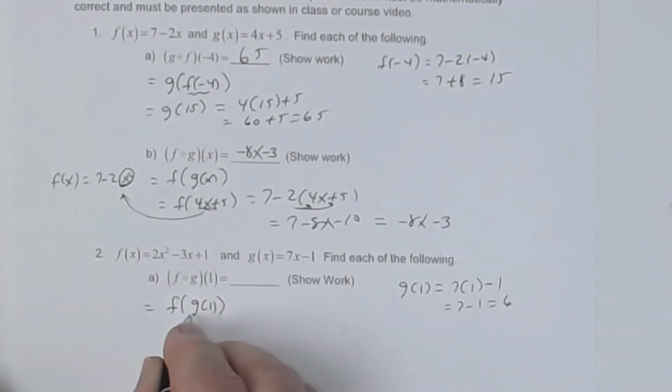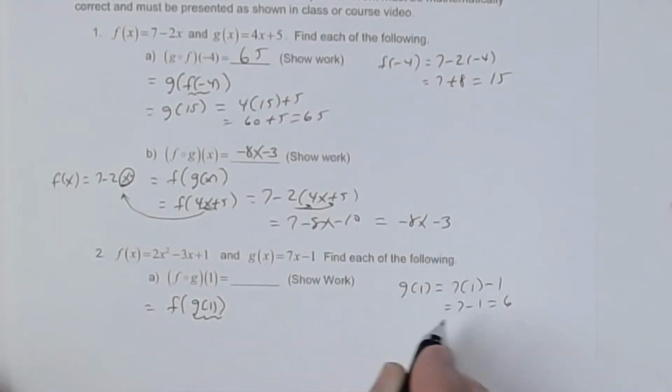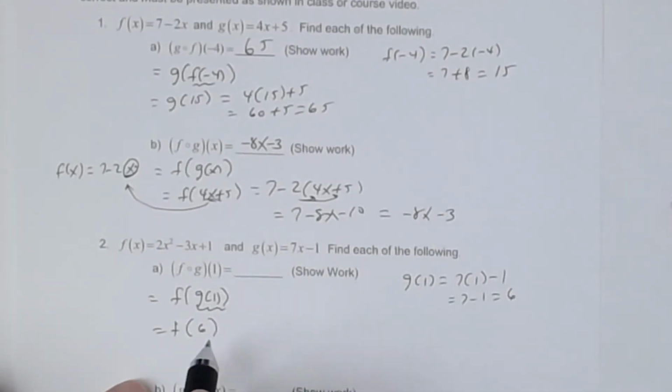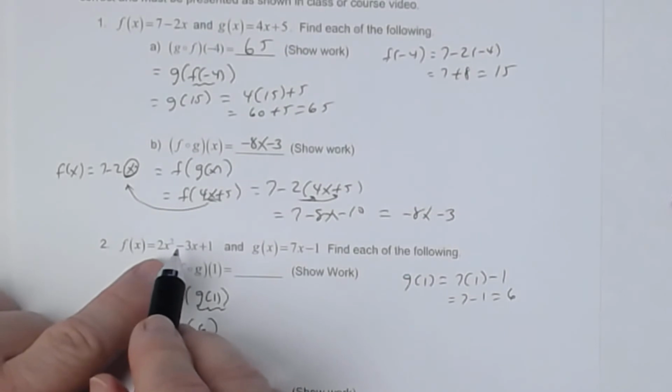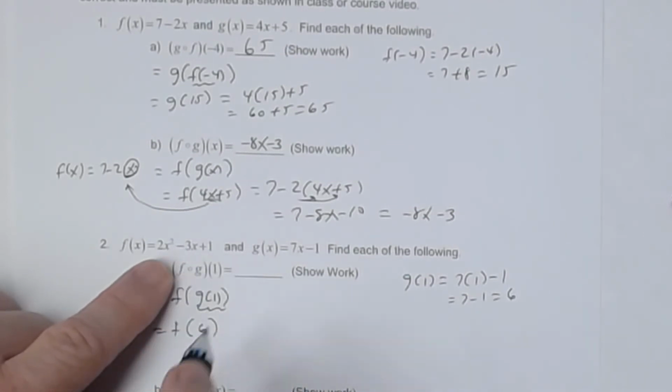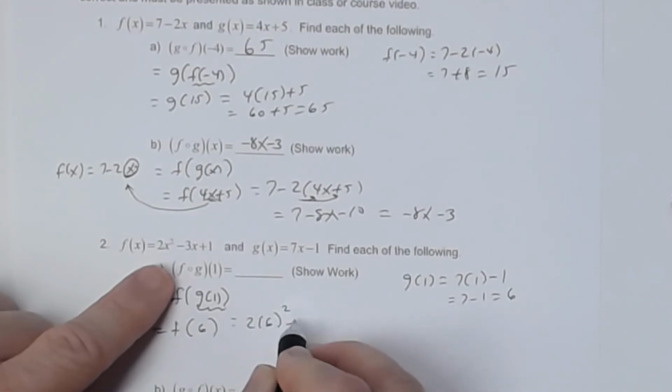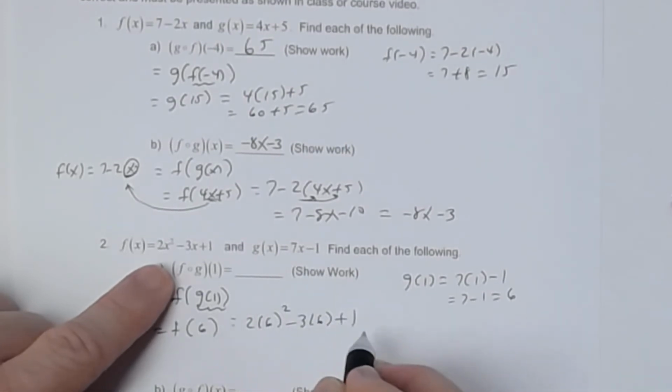So in place of g of 1 here, I'm going to substitute this 6 that I just found it to be. So now f composed with g of 1 is equivalent to f of 6. And then we all know how to find f of 6. F of 6 means I go to my function f, and where we see the variable, I substitute 6. So that becomes 2 times 6 squared minus 3 times 6 plus 1.